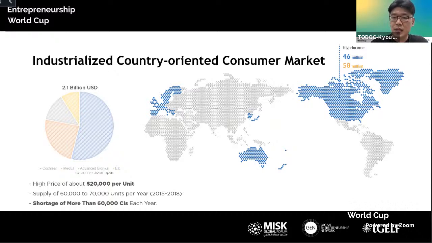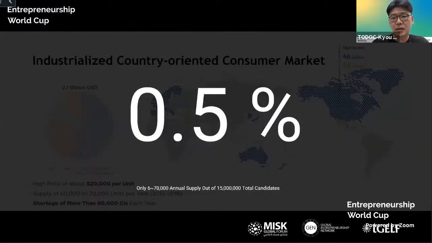Annually, about 60 to 70,000 units of cochlear implants are being sold worldwide, but another 100,000 babies are born with congenital hearing loss and grow up without any rehabilitation with cochlear implant. There are 15 million people with severe hearing loss whose hearing can be restored by cochlear implant.